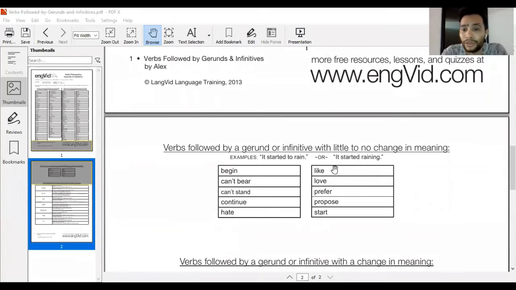Maybe they have two different patterns, but it doesn't matter because you can use them if you want to. If you want to use infinitive, good. If you want to use ing, good. But remember that you cannot put them all together, like, it started to raining. No, that is impossible. You can use either infinitive with to or gerund ing, right? So don't forget this.